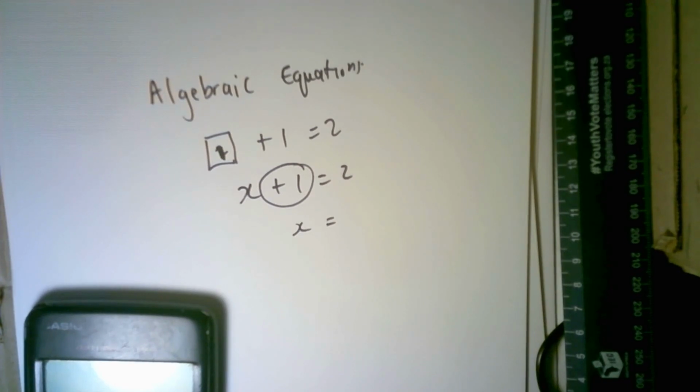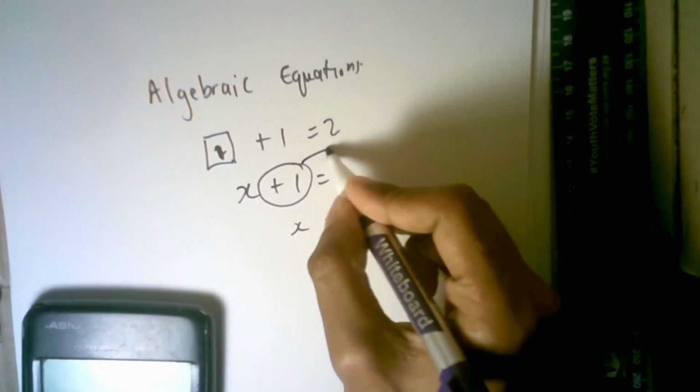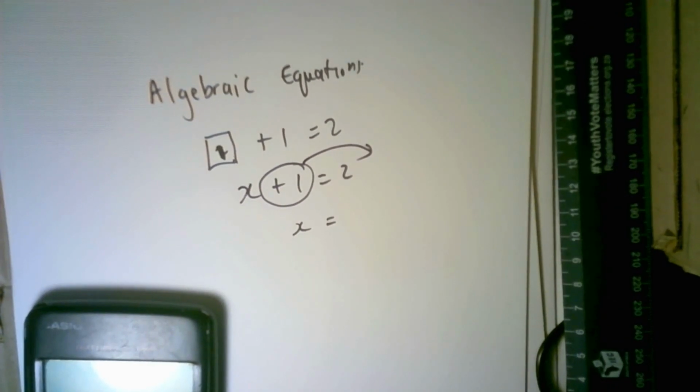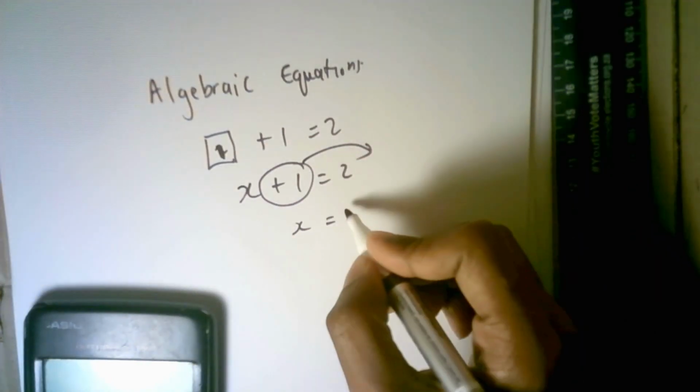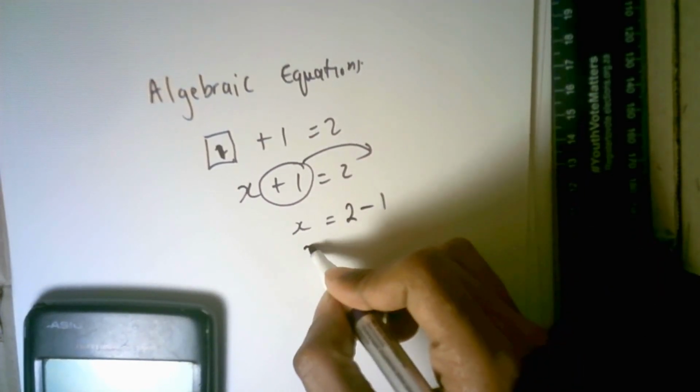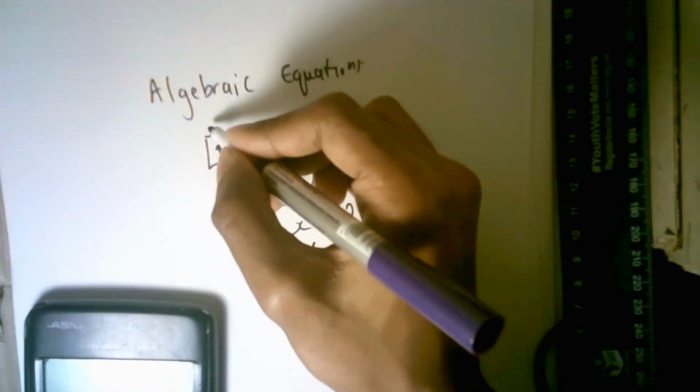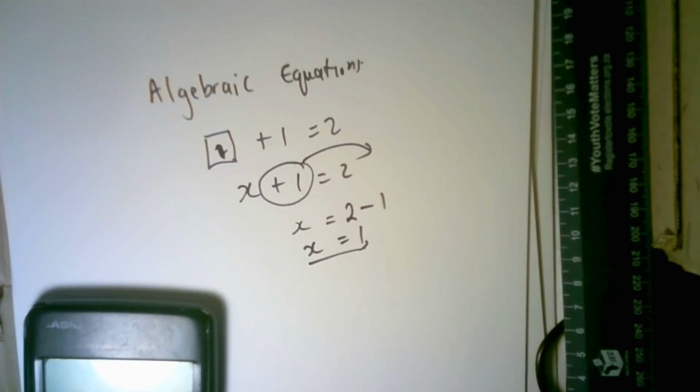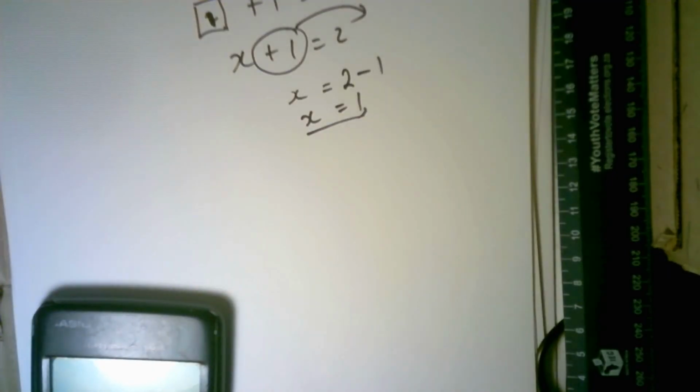Or you can think of it as taking this 1 to the other side of the equation, or the other side of the fence. Now, this is not mathematically sound. What we're actually doing is subtracting 1 from both sides of the equation. But you can think of it as taking a number to the other side. So we have 2 minus 1, x is equal to 1, and that is why we have 1 in the place of the placeholder.